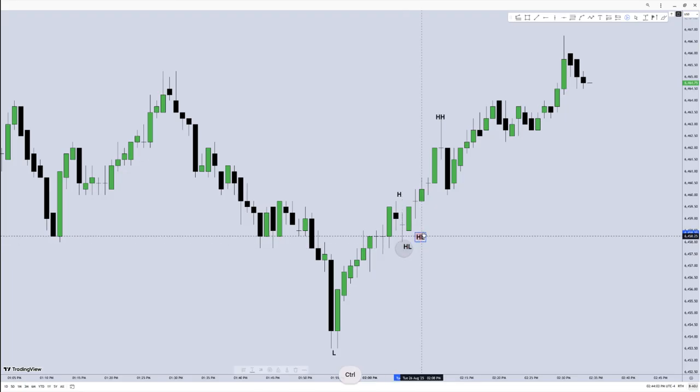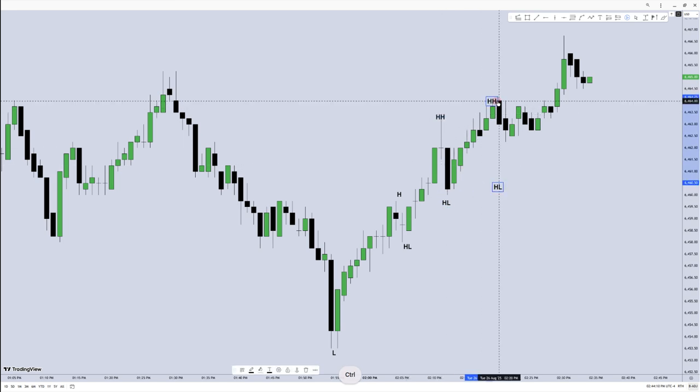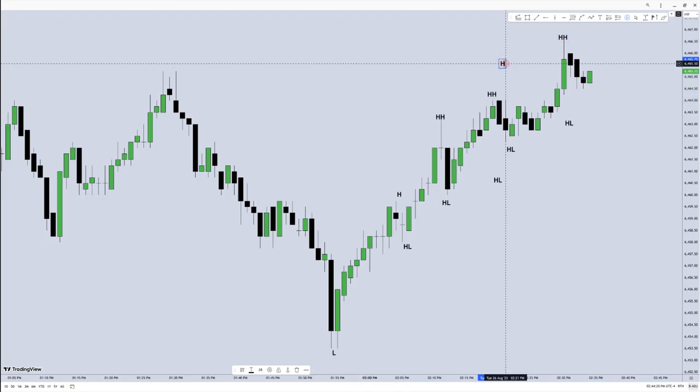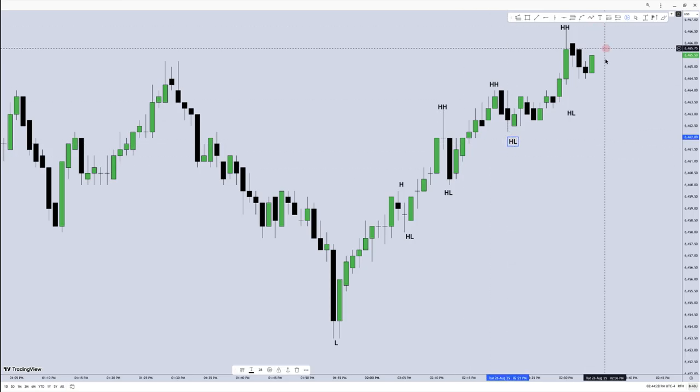So going on and on, this low here would be a higher low because it is higher than this low, and then this high that is higher than this high, and so on and so forth. They go on continuing like that. So now this is an uptrend.